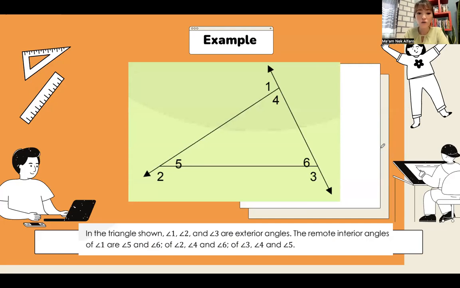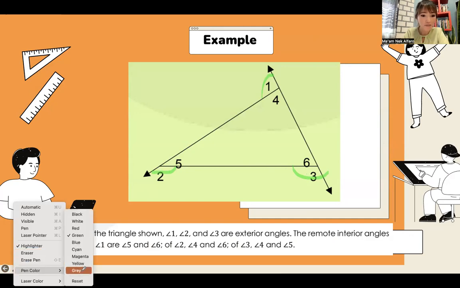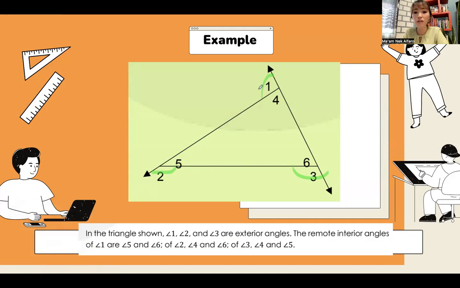In the triangle shown, angle 1, angle 2, and angle 3 are exterior angles. Now, let us identify the remote interior angles of those exterior angles. Okay? First, we have angle 1. What are the two remote interior angles of angle 1? Again, they are supposed to be non-adjacent. So we have angle 5 and angle 6. Correct? Next, how about angle 2? Which are the remote interior angles of angle 2? Yes, you are correct. We have angle 4 and angle 6. Very good. How about our last angle? Angle 3. Anyone? Correct. You have angle 5 and angle 4. Good job.